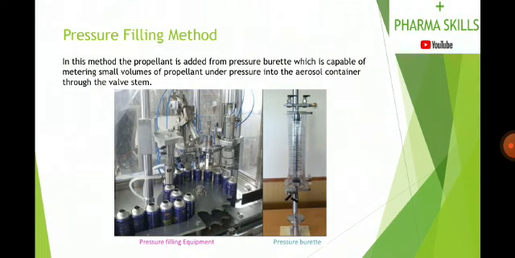The desired amount of propellant is allowed to enter the container under its own vapor pressure until the pressure between the burette and the container attains equilibrium. At this equilibrium stage, the propellant stops flowing. For products which gets adversely affected by air trapped in the container, air in the head space is removed before addition of propellant.